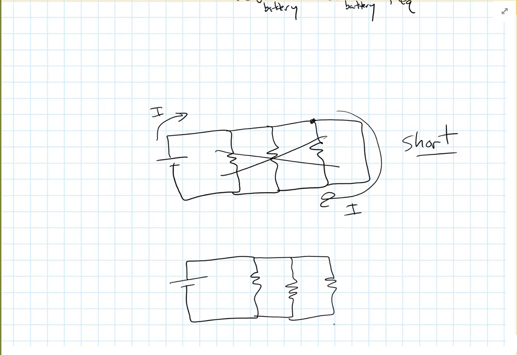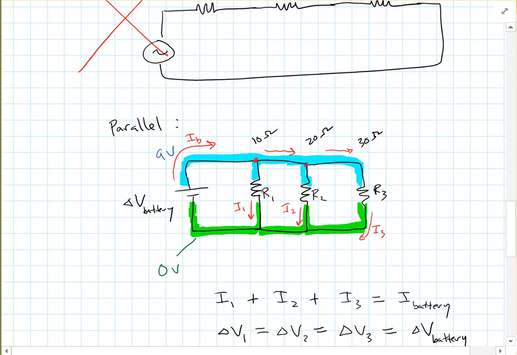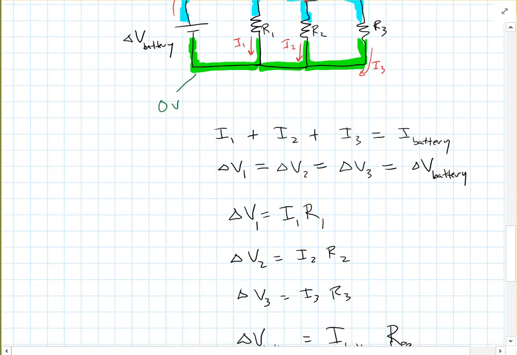So the equivalent resistance here, let's look at my example where I had 10, 20, and 30. The equivalent resistance has to be less than 10, because if I only had the 10 ohm resistor there, the resistance would be 10. And if I add the 20, it has to go down a little bit. It has to be a little less than 10. If I add the 30, it has to go down a little bit more. Again, a little less than 10. So I know that the overall resistance in my circuit has to be less than the smallest one in parallel. And this is the formula we use.